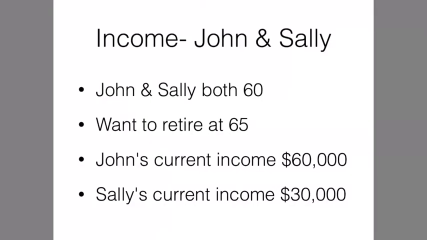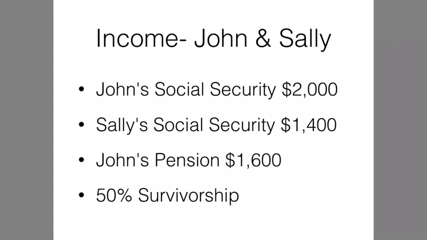So here's our example couple, John and Sally, and this is the same information we used in the 3-bucket worksheet and also the budget. John and Sally are both 60 years old, and they both want to retire in 5 years at the age of 65. John's current employment income is $60,000 a year, and Sally's is $30,000 a year. When they retire, John's expected Social Security is $2,000 a month, Sally's is $1,400 a month, and John's going to get a pension of $1,600 a month with a 50% survivorship.